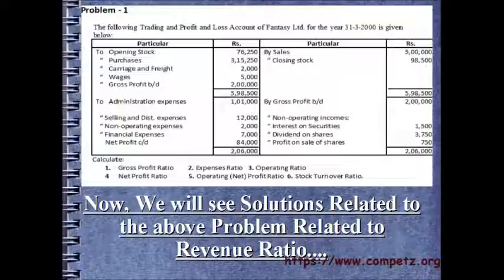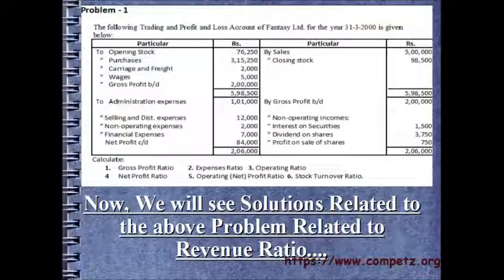So your gross profit brought down in debit side will be 2 lakhs, and the total amount of debit and credit side of trading account is 5,98,500. We'll start with the profit and loss account or the income statement. In debit side, to administrative expenses, that is your office and administration expenses, is 1,01,000. To selling and distributive expenses is 12,000. To non-operating expenses 2,000. To financial expenses 7,000.